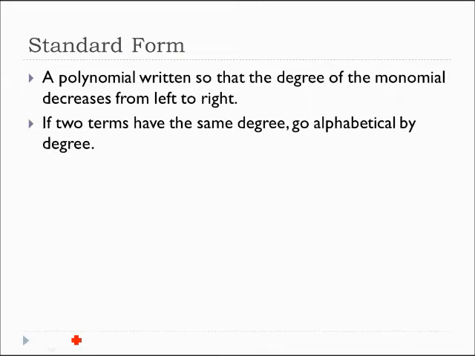If two terms have the same degree, like in that last one where you had an x squared and an xy, then we'll go alphabetical by degree. Okay, so with an x squared and an xy, like we had on the previous page, we'll go alphabetical, which means x comes before y. So we look at the degree of the x first, and then we look at the degree of the y. So this one has the higher degree x, and so it would go before the xy.